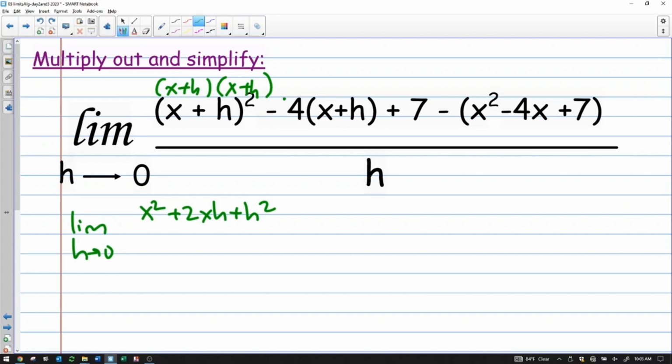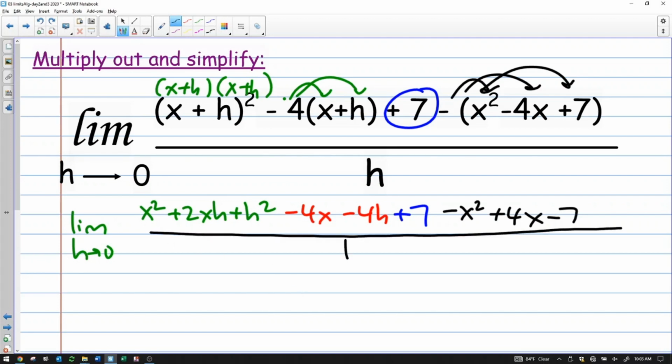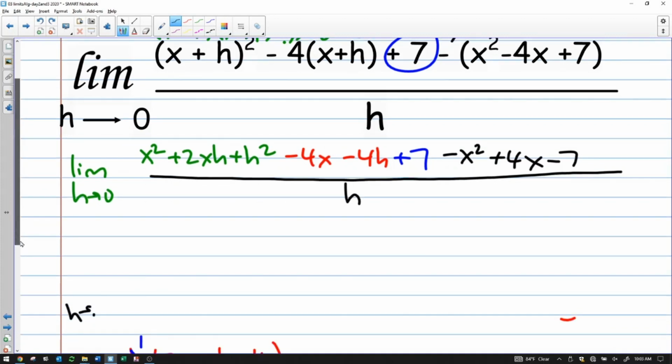Right here, I'm going to distribute the -4. So this becomes -4x minus 4h. Here, I'm just going to copy down the 7. And then finally here, I'm going to distribute the negative. So this will be -x squared plus 4x minus 7, all over h. What I'm going to do here is distribute.